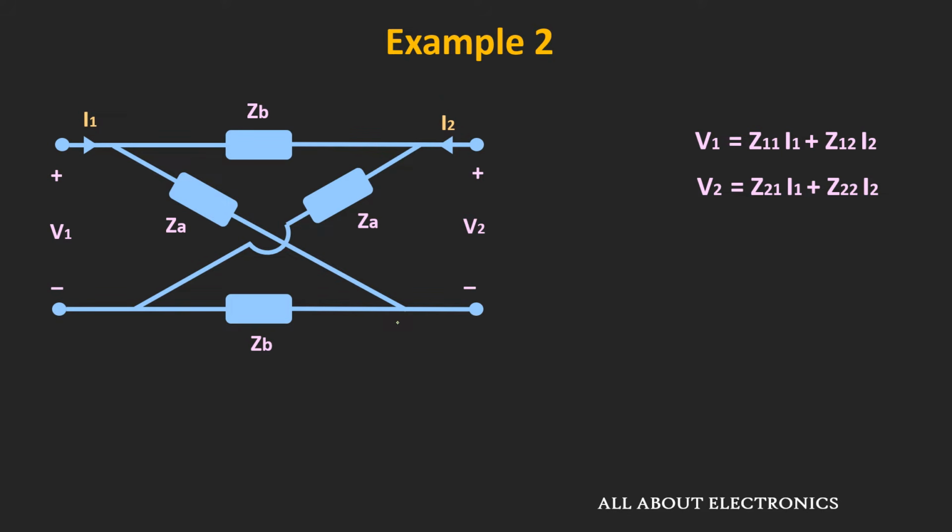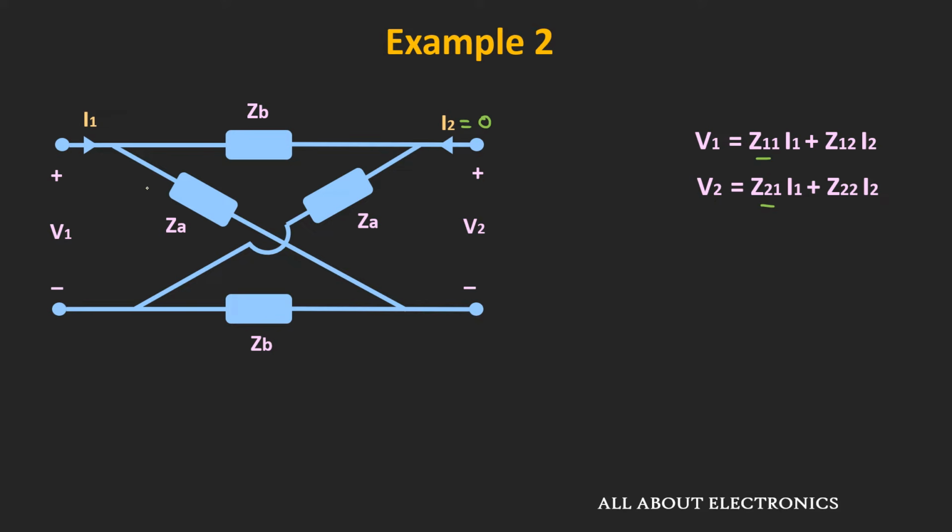So here to find the Z parameters, first of all we will consider this current I2 as 0, and considering this we will find Z11 and Z21, and similarly by considering I1 as 0 we can find the Z parameters Z12 and Z22. So first of all let us assume that this current I2 is equal to 0.